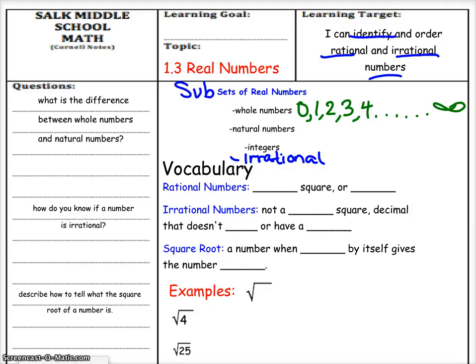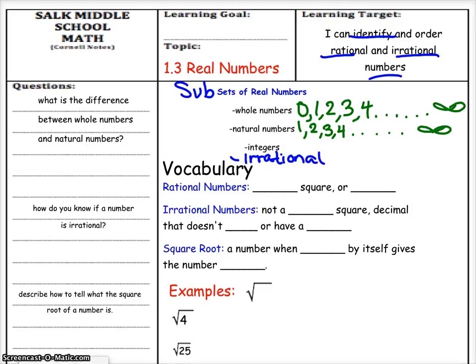Natural. Think, how do you naturally count? So everyone count to 10 for me. There you go. 1, 2, 3, 4, all the way to positive infinity. What is the difference between natural and whole? Nothing. Zero. The hole looks like a 0. So natural, think how I'm naturally going to count. Whole numbers has something that looks like a hole, which the only number that looks like a hole is 0.